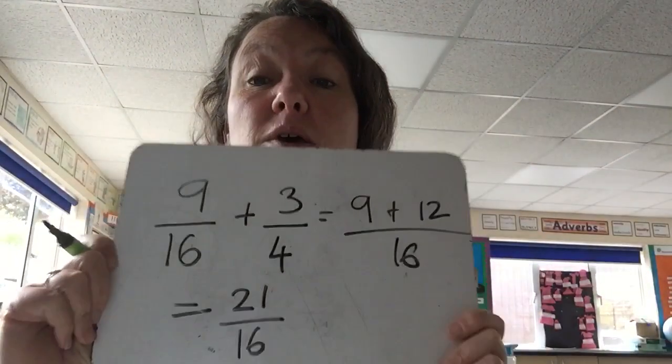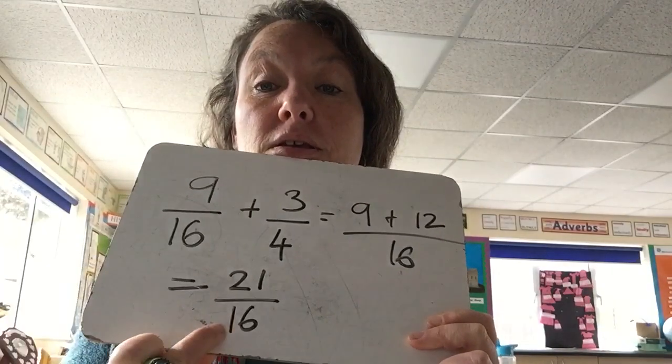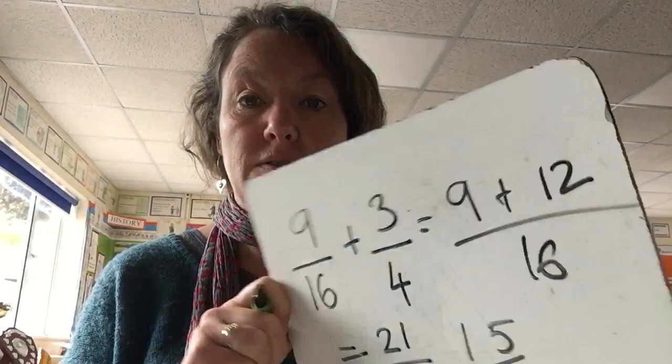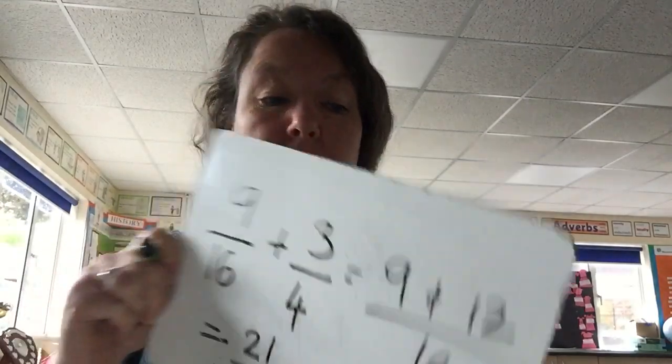21/16. Okay, and now we've got our top-heavy fraction, so we need to change that. So we say 16s into 21 goes 1, remainder 5. So it's 1 5/16. Okay.